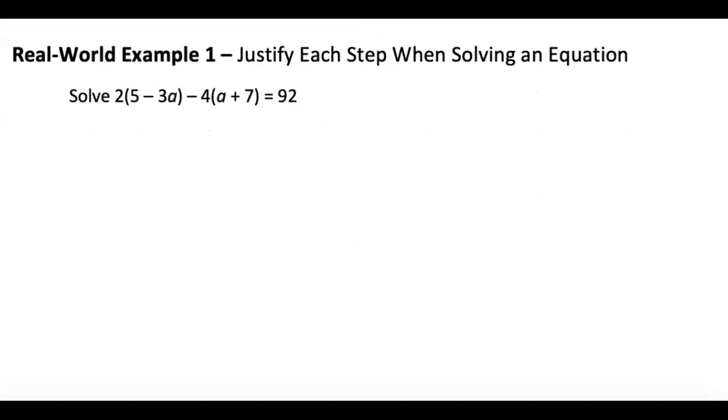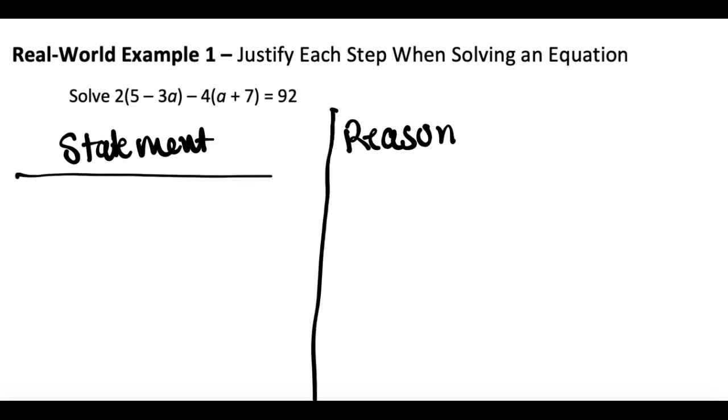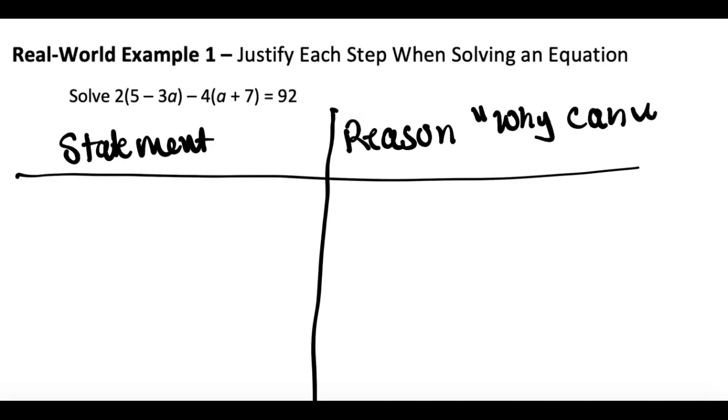We're going to be using all of these things to solve equations. When we talk about proof, we're usually going to have two columns. We're going to have our statement, and we're going to have our reason. The only thing that's really new for us is that we have to state why it is possible. Why can we do this? It's the reasoning behind the statement.